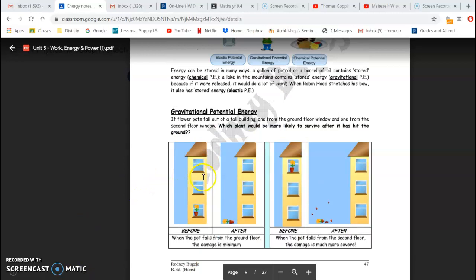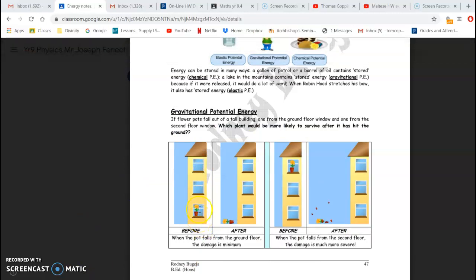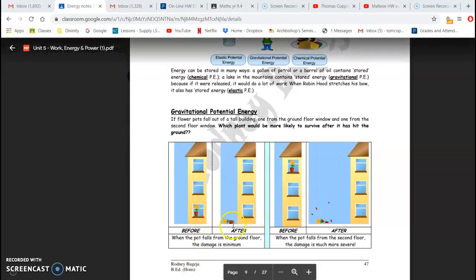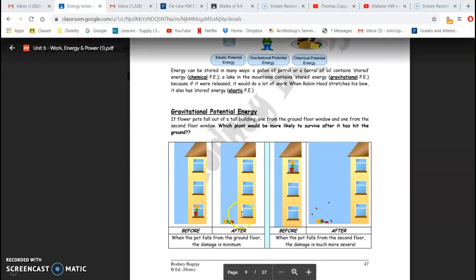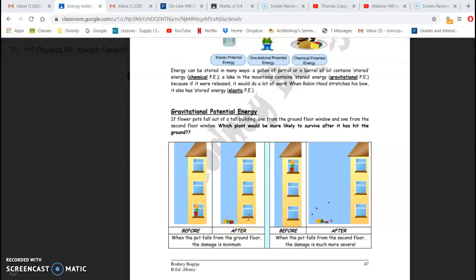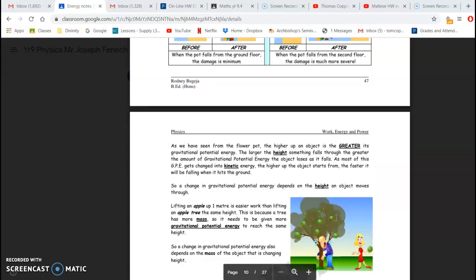Looking at this picture, you can see a pot with a plant. Now, in the first picture, it's falling from the first floor. And when it falls from the first floor, it doesn't break, apparently. I don't know how it doesn't break, but actually, there is damage, but it's very, very little. Now, if you drop the plant from the third floor and it falls, the pot will smash. Why?